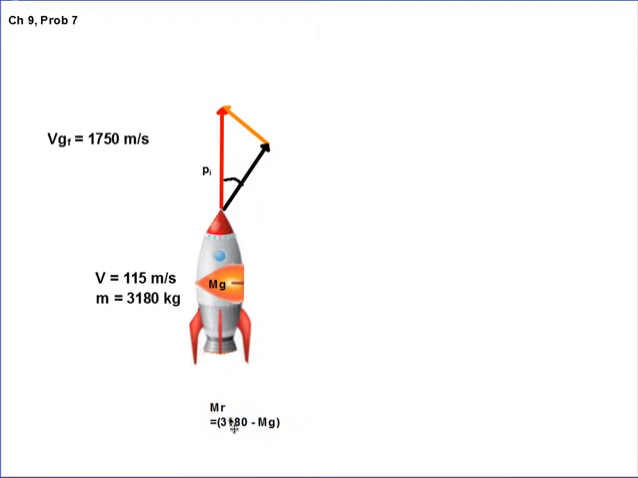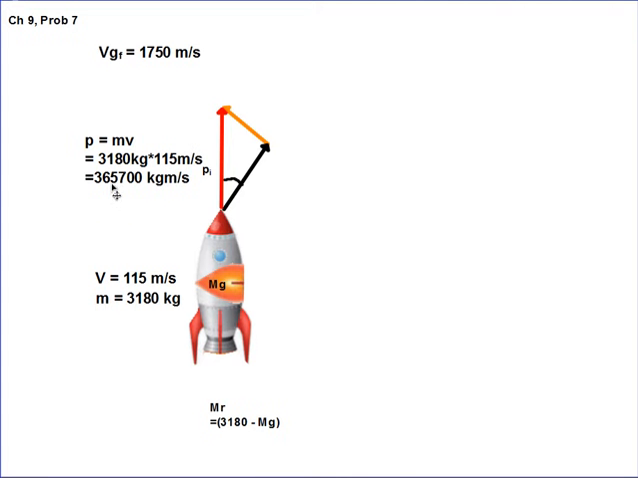Now let's throw some additional things on here. The initial momentum, I'm going to say, actually has a magnitude of 365,700 kilogram meters per second. That's P sub I. That's the original momentum of the system.